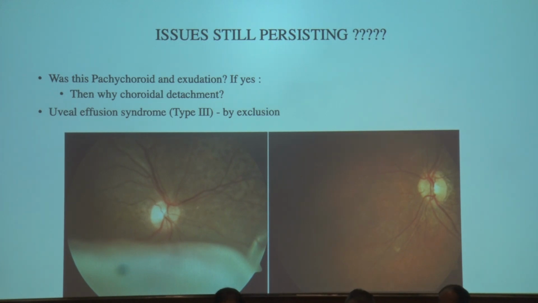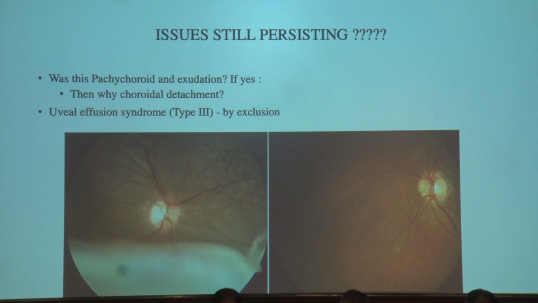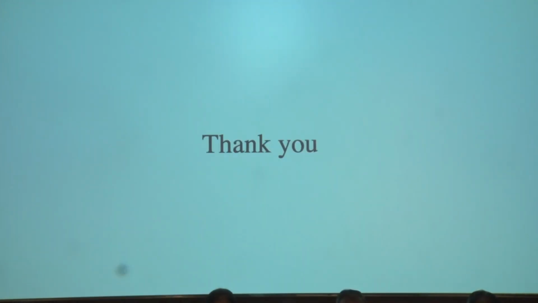So the issues that we are still thinking about: was it a pachychoroid with exudation? If yes, then why was there a choroidal detachment? And he also didn't respond to the anti-VEGF we gave. Finally, we came to the diagnosis, by exclusion, of uveal effusion syndrome type 3, which is a non-nanophthalmic eye with normal scleral thickness. Thank you.